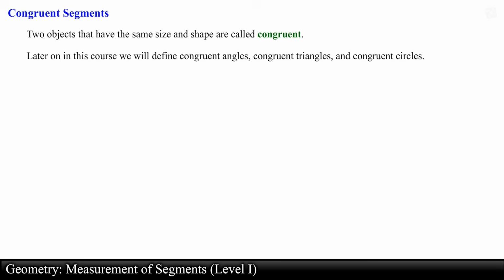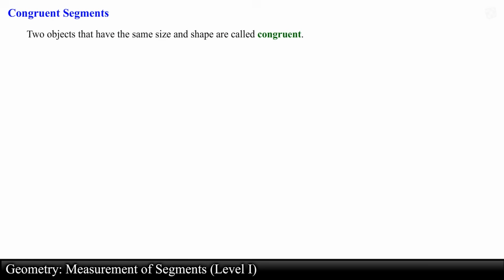Now let's talk about congruent segments. In geometry, two objects that have the same size and shape are called congruent. For many geometry figures, we can give a more precise definition of what it means to be congruent. Later on in this course, we will define congruent angles, congruent triangles, and congruent circles. Let's first define congruent segments. Congruent segments are segments that have the same lengths.